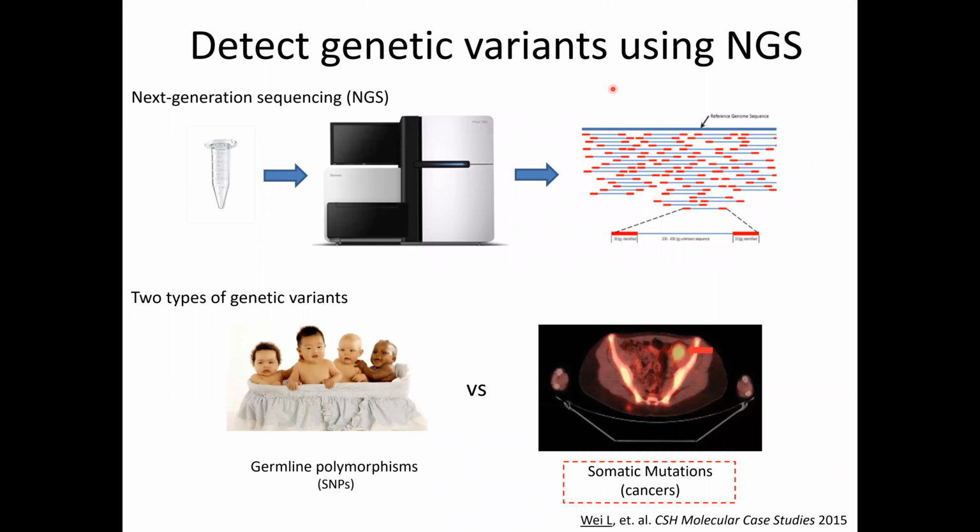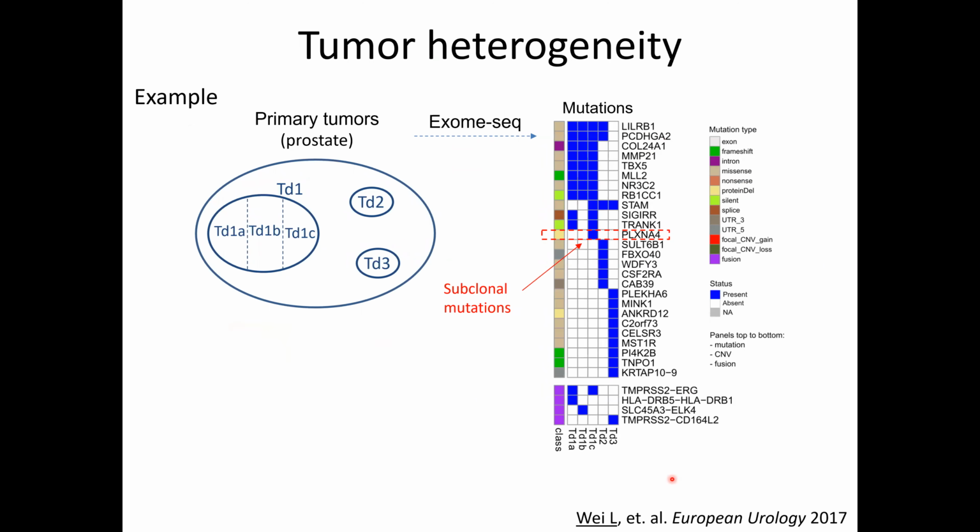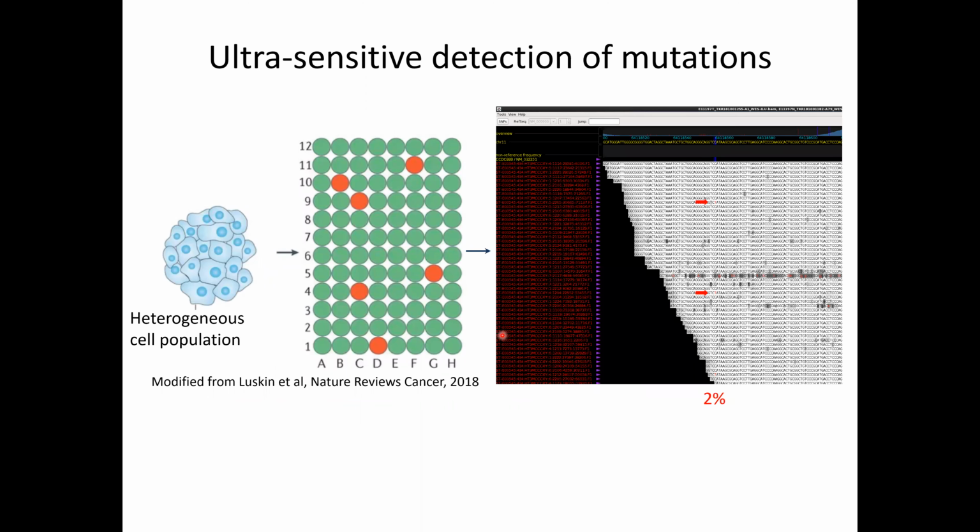Next generation sequencing, or NGS, provides a convenient platform for detecting genetic variants, and our work mostly focuses on somatic mutations in cancers. Everybody here is probably familiar with tumor heterogeneity. NGS allows us to identify mutations that are only present in part of a tumor, so-called subclonal mutations. If we keep pushing the envelope and sequence very, very deep, we can identify mutations that are only present in a few percent of the cells. And this has a lot of potential utilities.